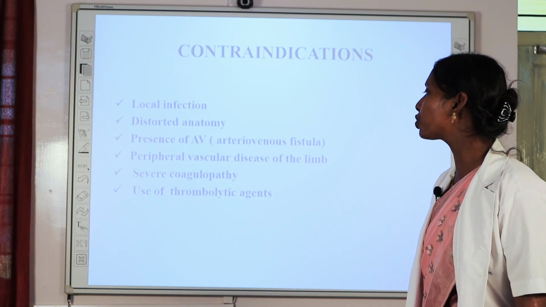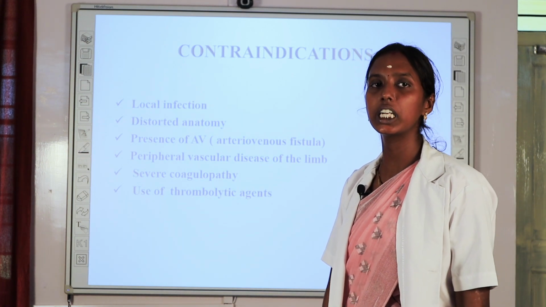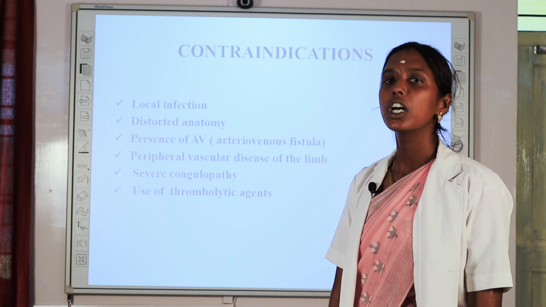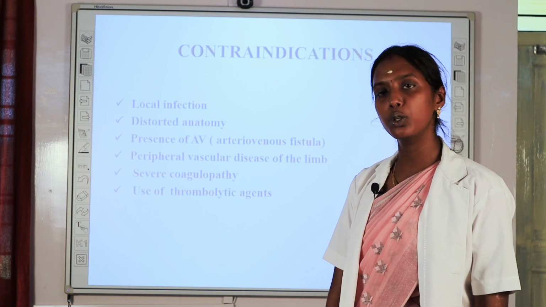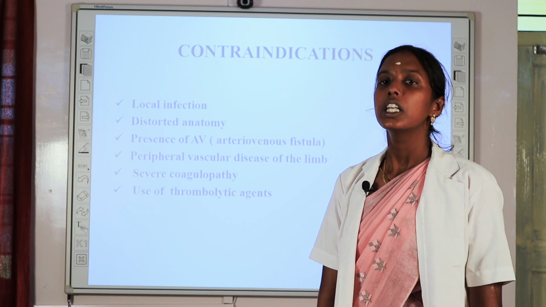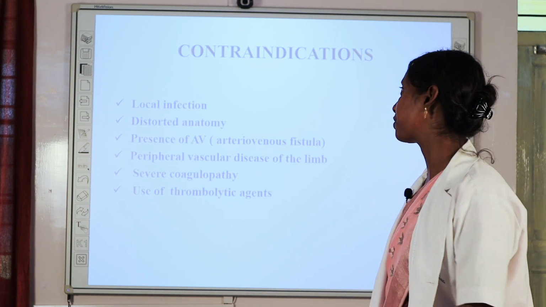Next is the use of thrombolytic agents. The patient is having a heart block. In that case, the doctor prescribes thrombolytic agents, for example, heparin. If we do ABG analysis at this time, increased bleeding time will occur for this patient.